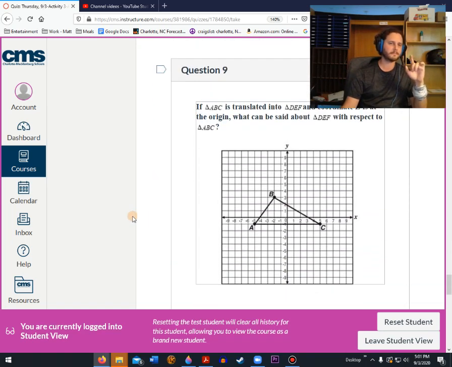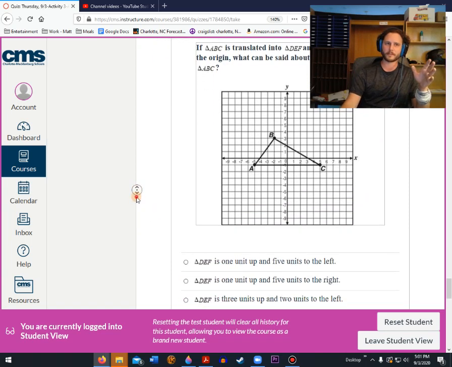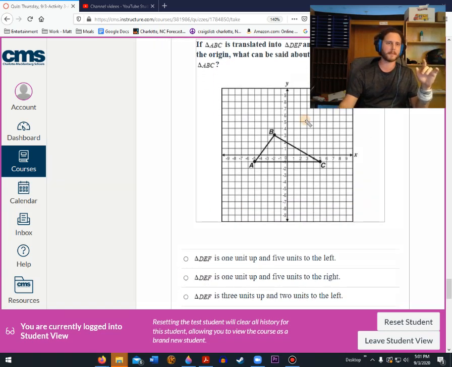For number 9, I didn't like the way that they phrased this question, but I'll go ahead and let you know what it meant. This said triangle ABC is translated into DEF. I hate that they did that. They should have done triangle ABC into triangle A prime, B prime, and C prime. Reason being, it tells us coordinate E is at the origin.